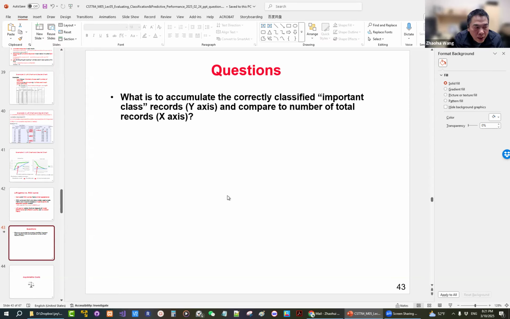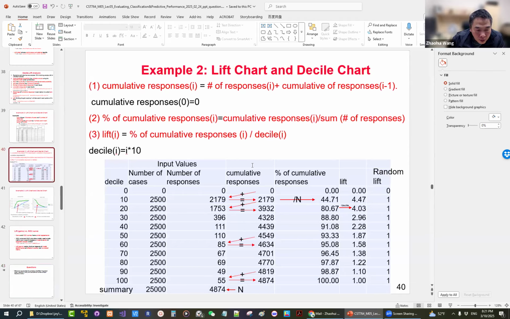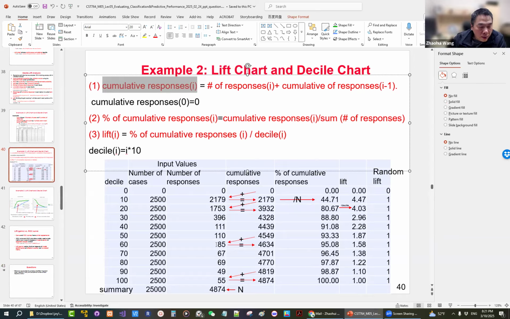So this should be the Gantt chart or lift chart, to accumulate the important classes. You can see from here, this is the accumulation result. We can use these accumulated results to obtain the lift value. We accumulate the response here, so we can obtain accumulated responses.